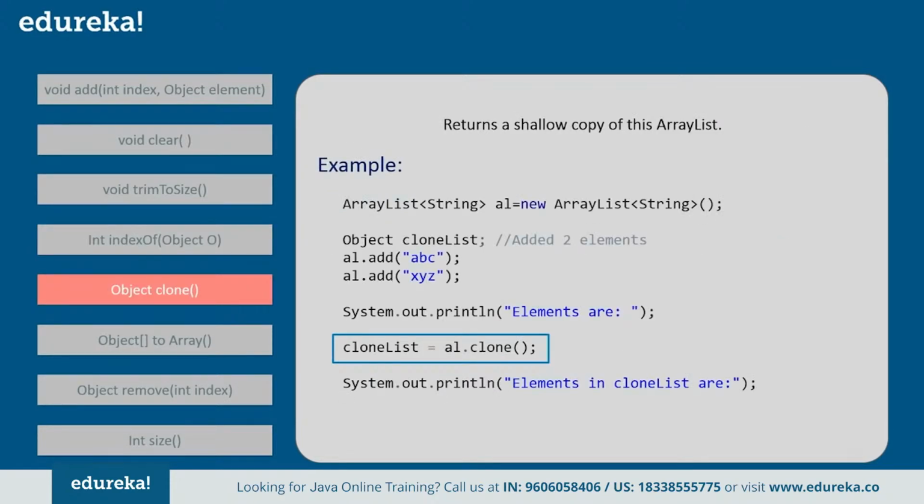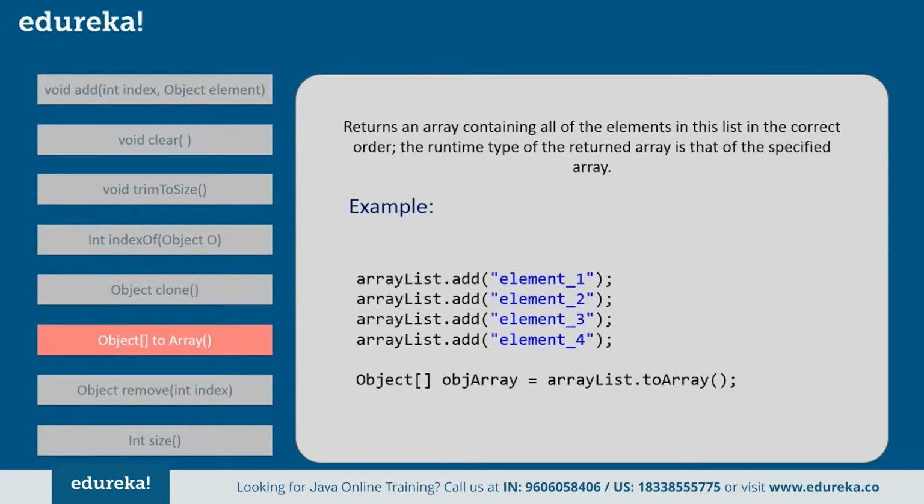Next, object clone. This method is used to return a copy of the array list. That is, on calling this method, it clones the entire array list. So for example, if you're adding 2 elements in the array and you're cloning the entire thing, then after cloning, it will return the whole element present in the array list. Next, toArray. This method is used to return an array containing all the elements in the list in the current order. For example, if you have all the elements in the list, then it will return all the elements in the list in the correct order.